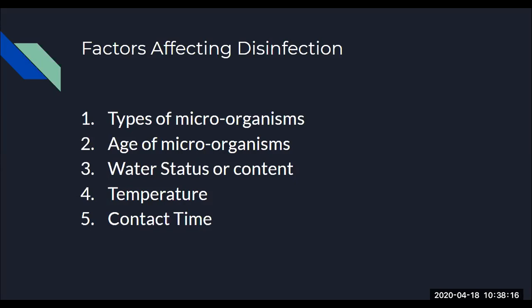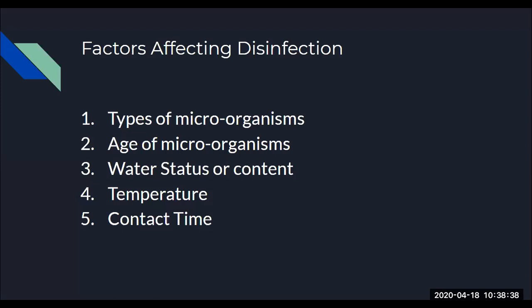Also, based on the phase in the life cycle of the organism, different phases give different characteristics to the organism. And at some phases, the organism, like Giardia and Cryptosporidium, may be more susceptible to disinfectant, but at other stages, it may be more resistant.